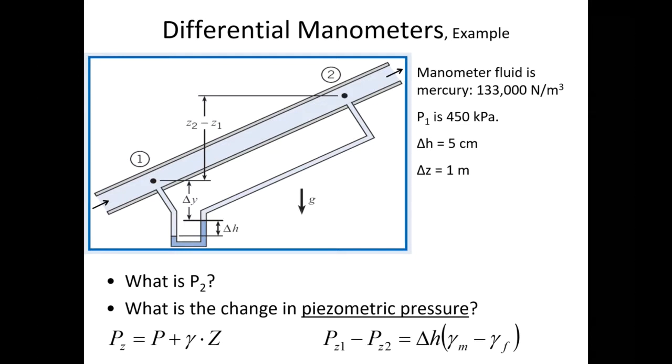And so what I'm saying is we're going to assemble a hydrostatic equation that starts with the known pressure at 1 and works through this tube and takes us to location 2. So I'll just speak through it, and then I'm going to bring it up on the screen so that you can see it along with the drawing. Okay, so P1 plus delta Y times gamma of water plus delta H times gamma of water minus delta H gamma of mercury minus delta Y gamma of water minus, parentheses, Z2 minus Z1, times gamma of water, and then all of that is equal to P2.